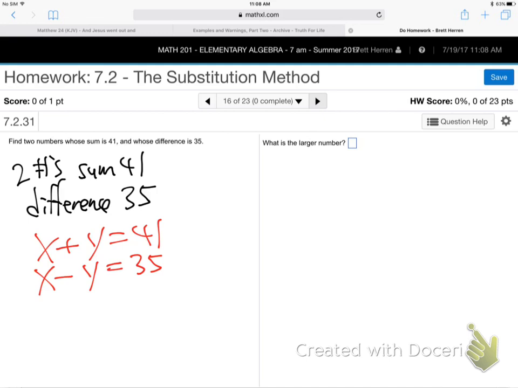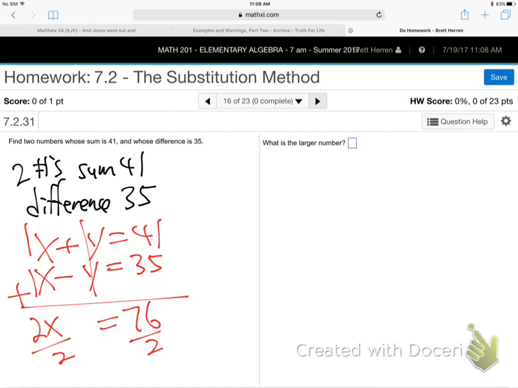What'd you guys do? Yeah, just add them straight. I think that's a good idea. Just add them straight. The y's will cancel, and we'll get 1x and 1x is 2x. This is 76, right? And then how do you solve for x? Divide by 2. X is 38.